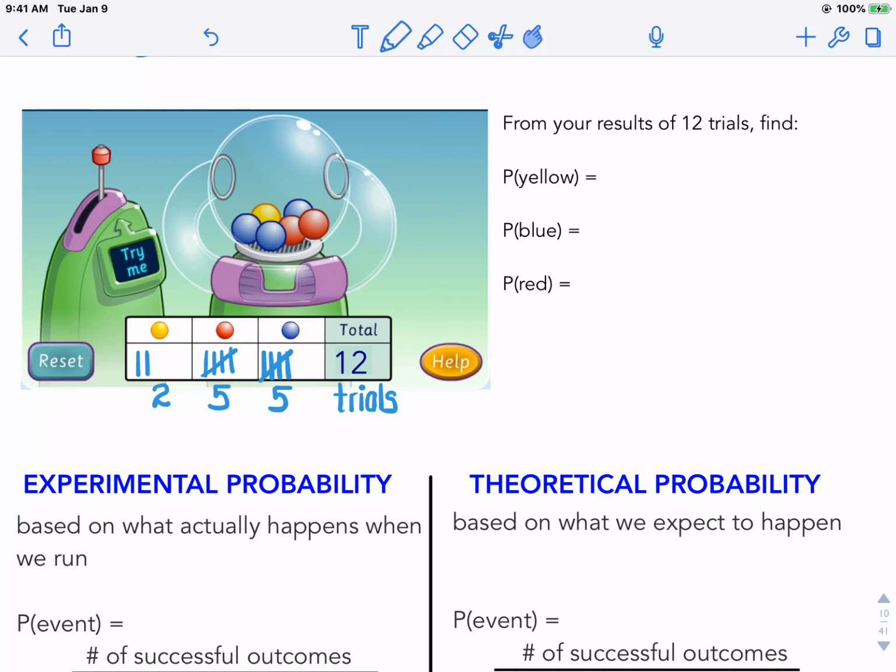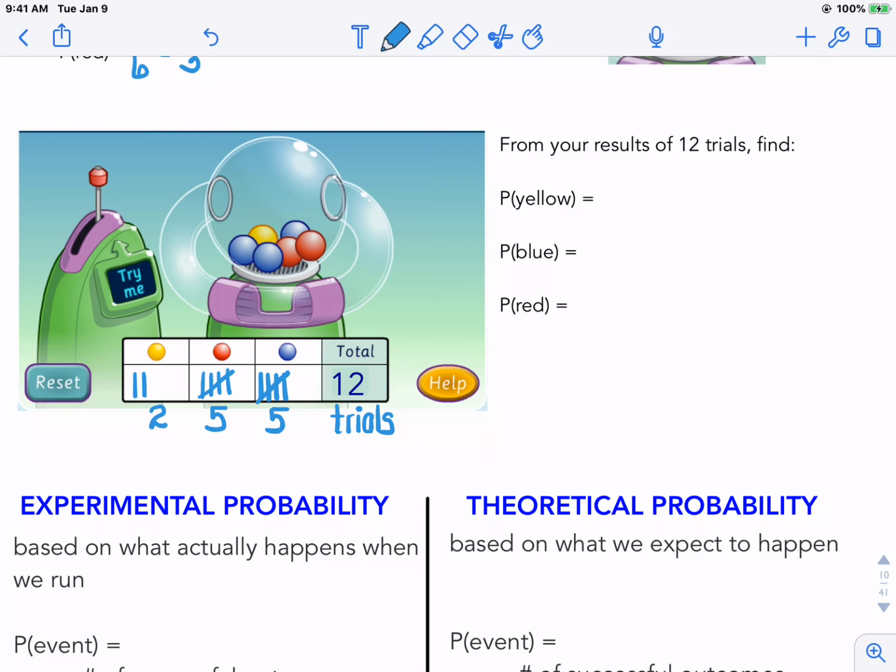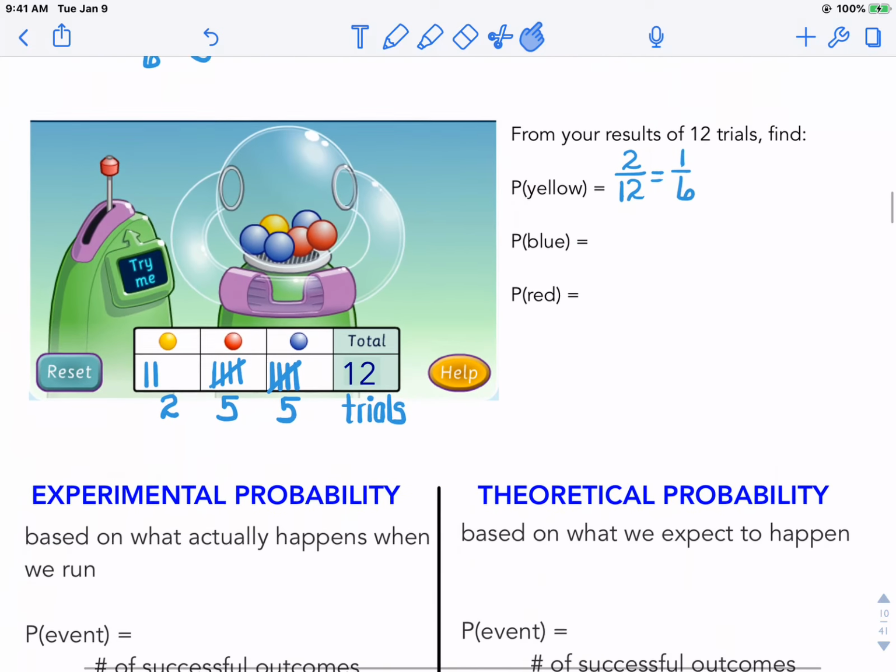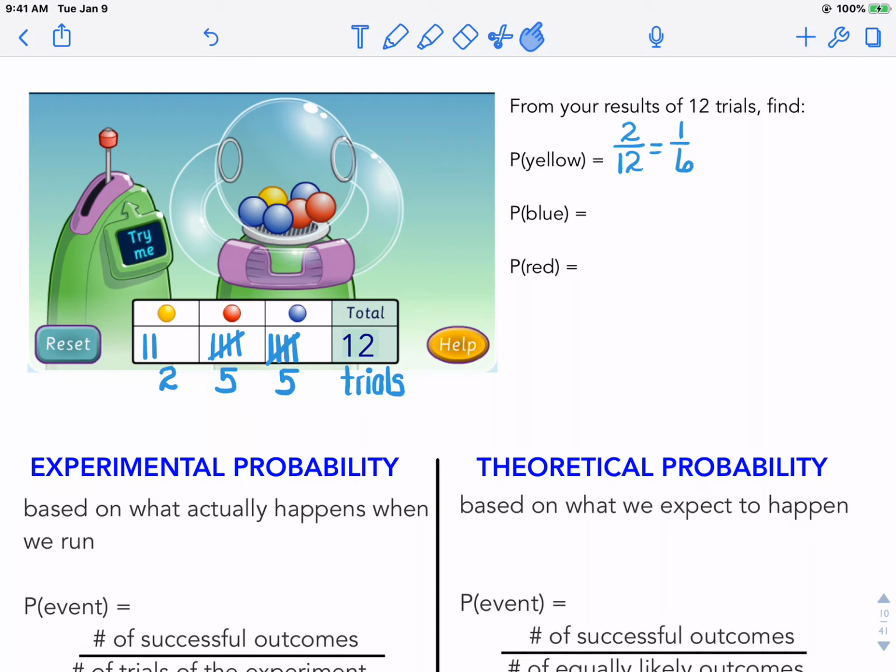So for my results, if I calculate the probability, the times I'd expect yellow then, I got yellow 2 times out of my 12 trials. I got yellow 1/6 of the time. That's actually what I was expecting. So my expected probability matched what happened when I ran an experiment.